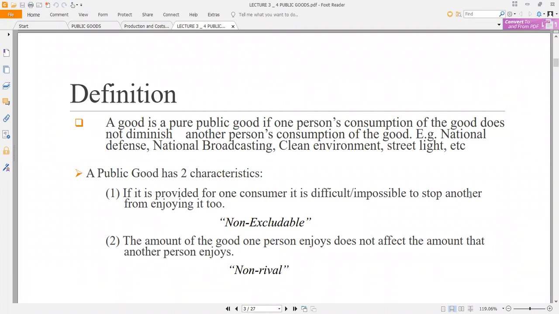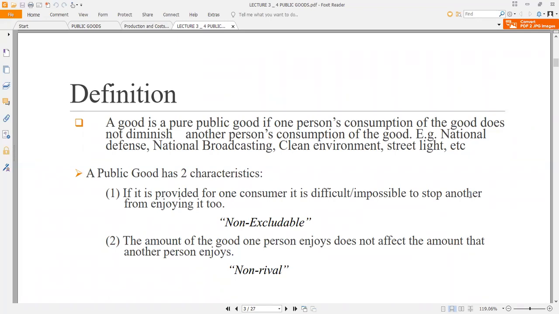If you take something like a street light, if there's a street light and one person is under the street light, one person is consuming it. If another person should join the first person, it doesn't reduce the quantity of the street light that the first person was consuming. But if the good is a private good and one person is consuming it and you add another person, it reduces the quantity available.